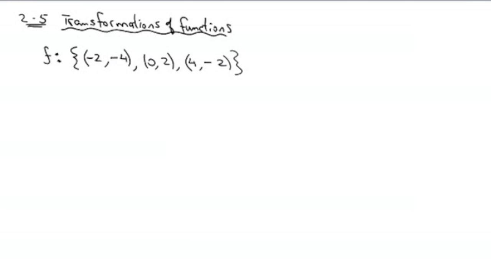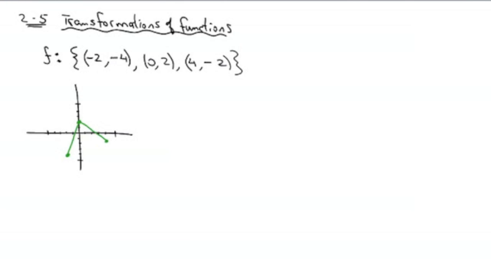Let's graph it. Just a small one. It's just points. Now these are just the endpoints. We're going to connect it with line segments. So this is what's called a line segment graph. So -2, -4 is over here someplace. 0, 2 is here, and 4, -2 is here. So I'm talking about this graph, line segment graph.